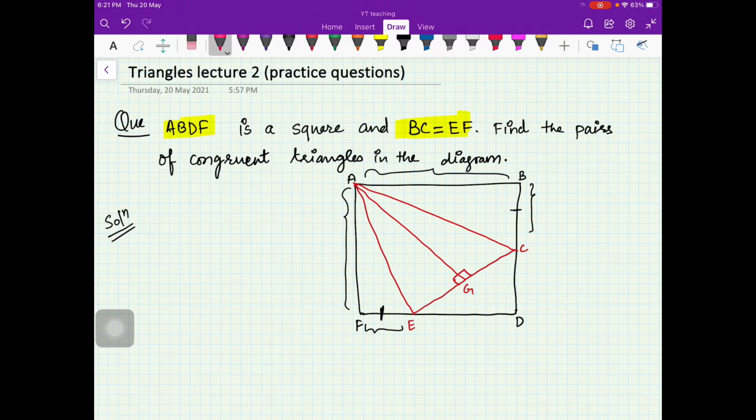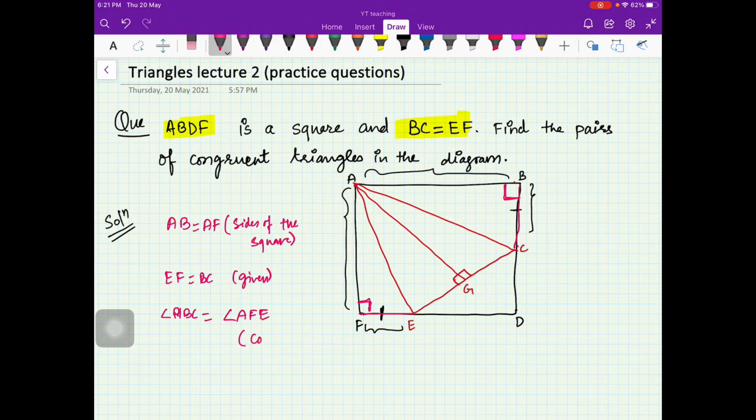So AB is equal to AF. Why? Because these are sides of the square. And then EF is equal to BC, this is given. Also, you see angle B is equal to angle F. So you can write angle ABC is equal to angle AFE. Why? Because they are corners of a square, therefore each is a 90 degree angle.